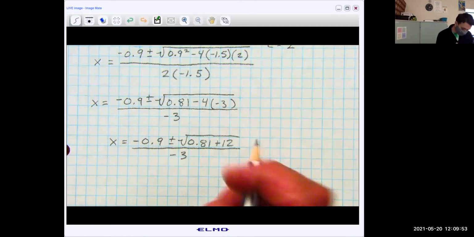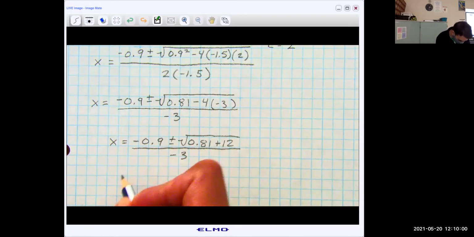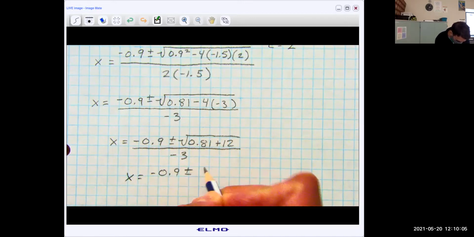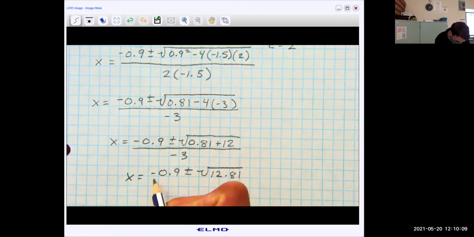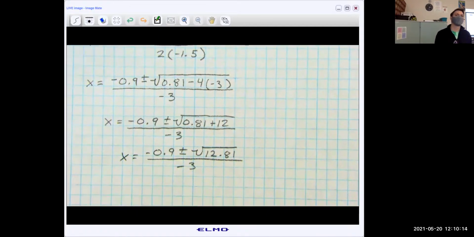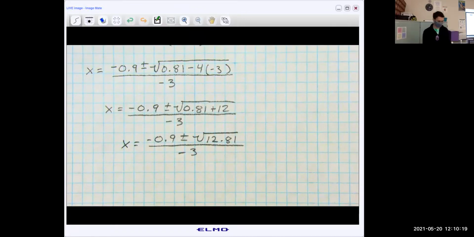Okay, for the next step, I'm only going to do the things inside the square root. I'm going to add the 12 and the 0.81. So x equals negative 0.9 plus or minus the square root of 12.81 divided by negative 3. We're getting there. We're almost done.